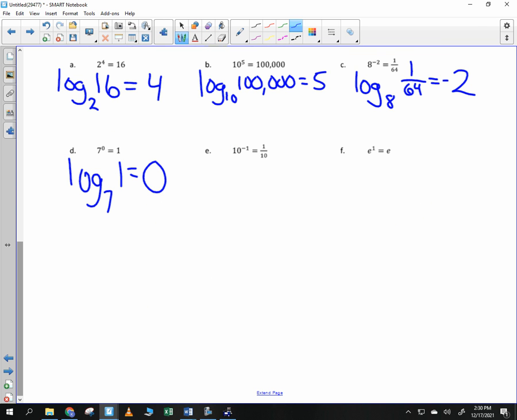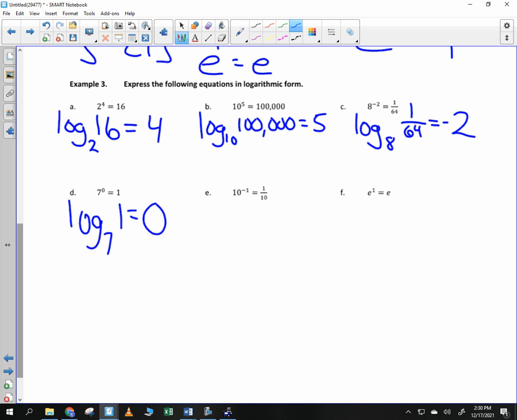Okay, let's jump to this one here. I want to look at letter B again. We said log base 10 of 100,000 is equal to 5. You don't have to write base 10. You could just write log of 100,000 is equal to 5. Either is acceptable on the test. If you write the base 10, that's fine. But usually if the base is 10, we just leave it off. We say that's the assumed base.